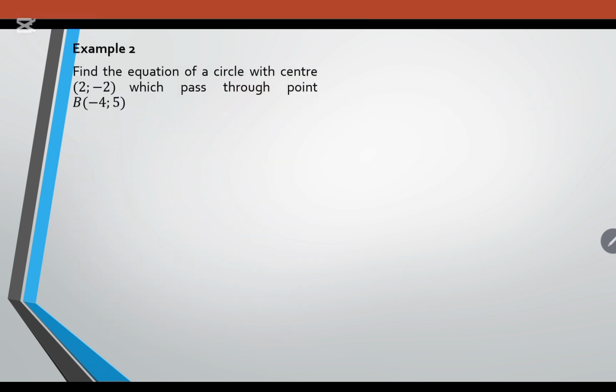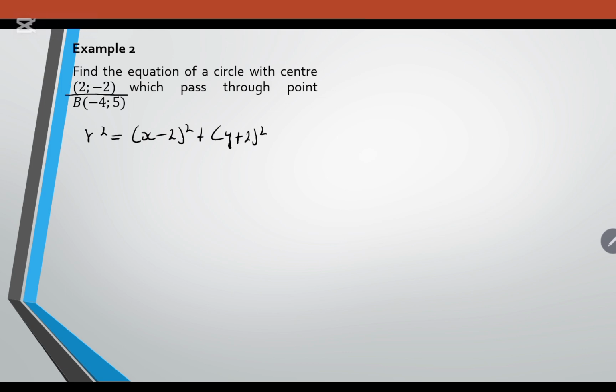Example number 2. Find the equation of the circle with the center (2, -2), which passes through the point (-4, 5). So the equation of the circle has its center at (2, -2). So this will be r squared is equal to (x minus 2) squared plus (y minus -2), that is plus 2, squared. We need the radius of the circle.